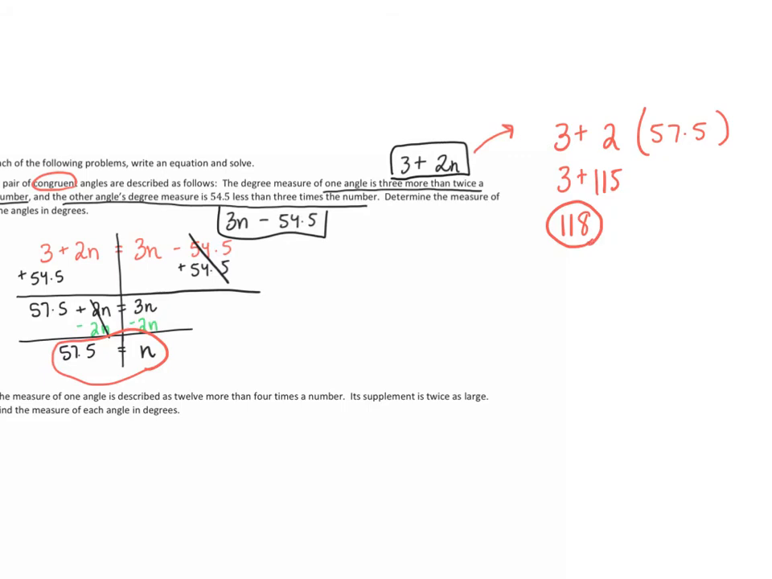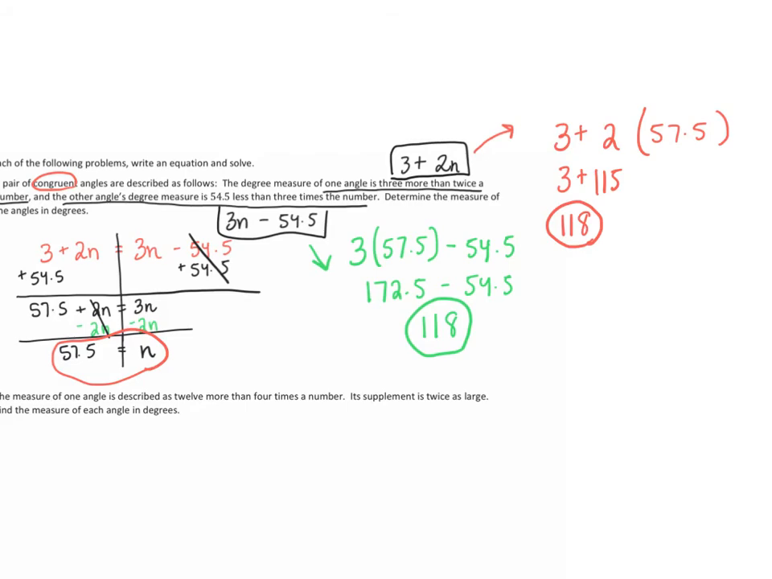And then I'm going to do the second one right here. I now have 3, instead of an n, it's going to be 57.5 minus 54.5. To do my math on my calculator, 57.5 times 3 equals 172.5. And from there, I am taking away 54.5. And what did I get? I got 118.